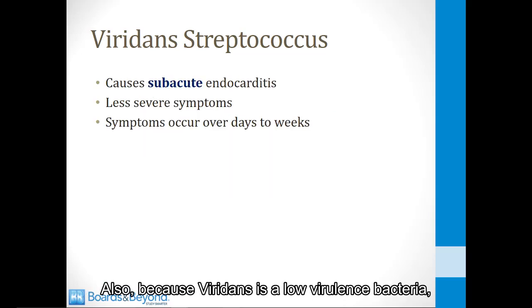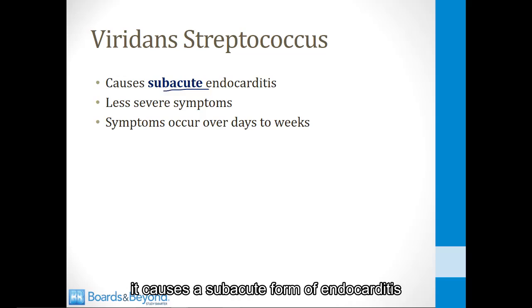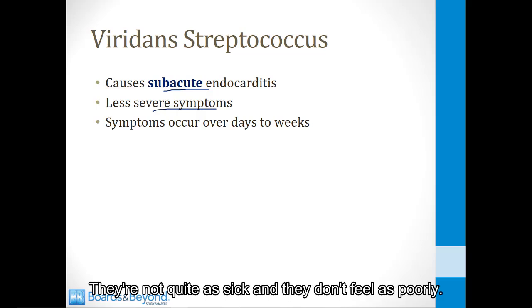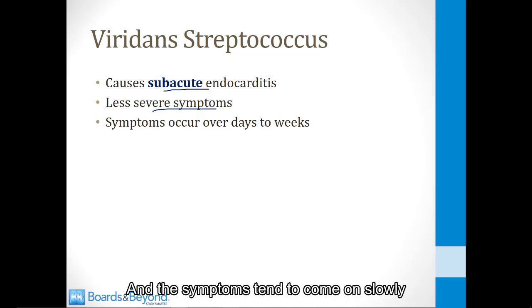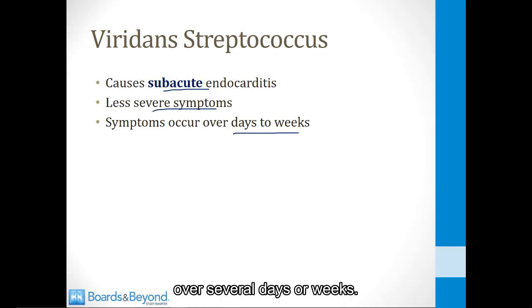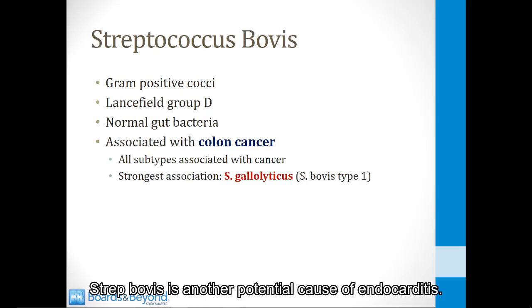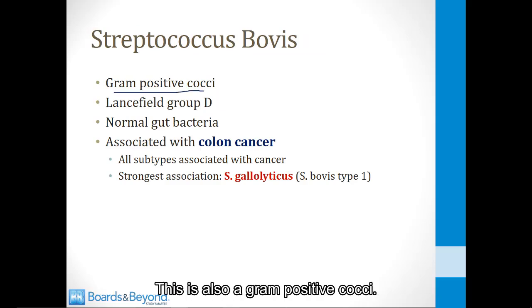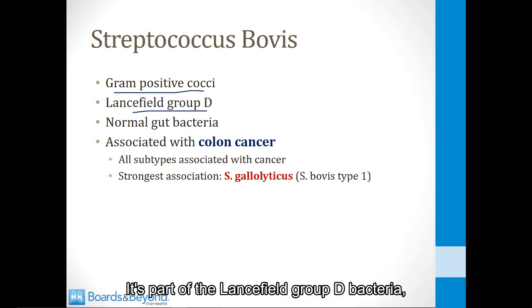Also, because Viridans is a low virulence bacteria, it causes a subacute form of endocarditis in contrast to Staph aureus. Patients infected with this bacteria tend to have less severe symptoms. They're not quite as sick and they don't feel as poorly, and the symptoms tend to come on slowly over several days or weeks. Strep bovis is another potential cause of endocarditis. This is also a gram-positive cocci. It's part of the Lancefield group D bacteria, and it's a normal gut bacteria.